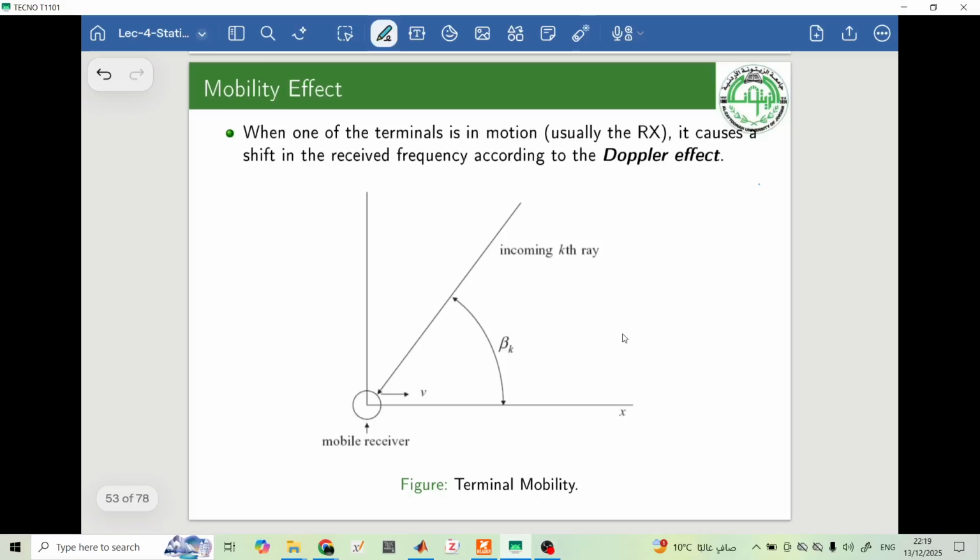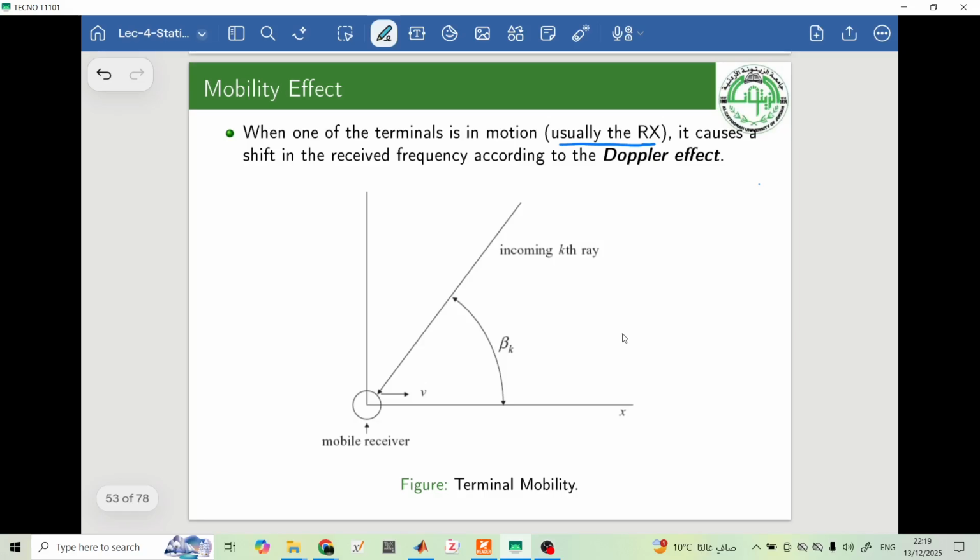Now we move on to discussing the effect of mobility on the received signal. Usually we have the receiver to be the mobile part of the system, but sometimes we have the transmitter being mobile. For example, we have moving satellites, right? So the satellite which is transmitting the signal is moving and you are stationary.